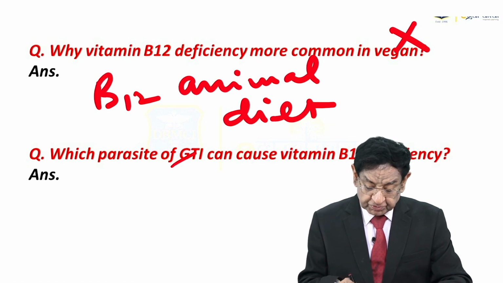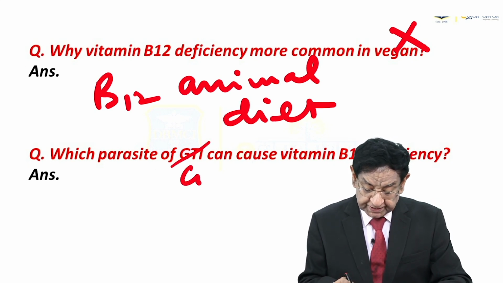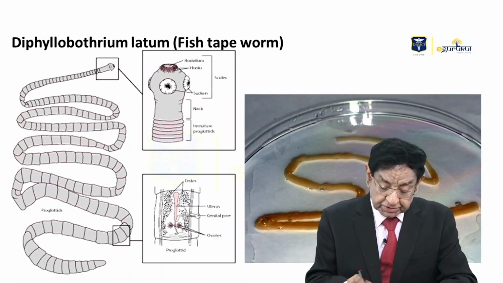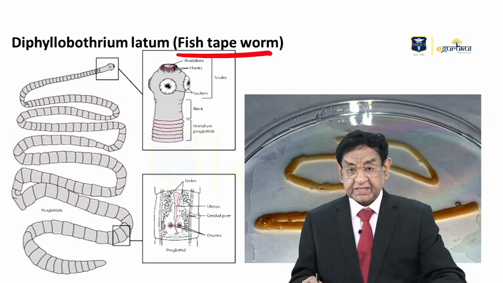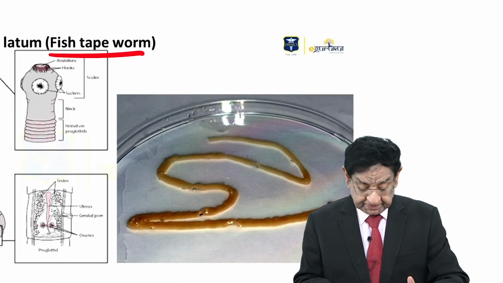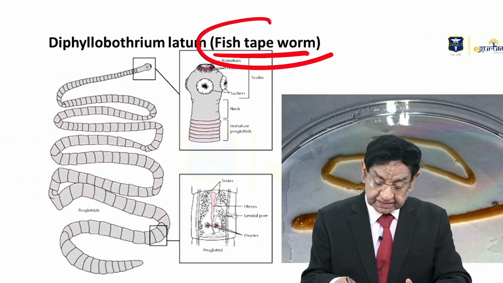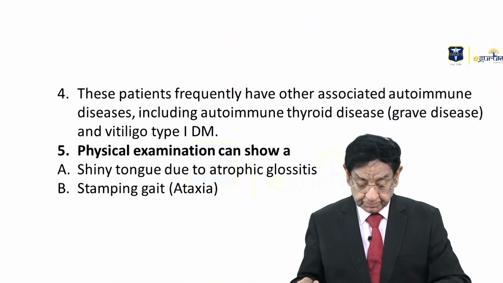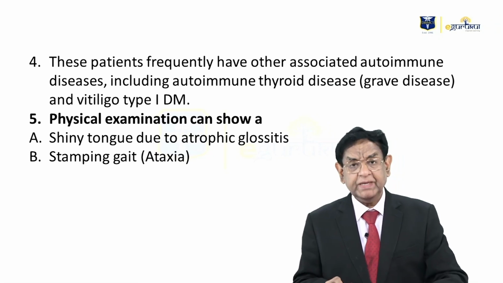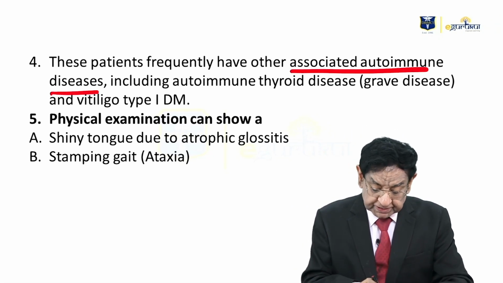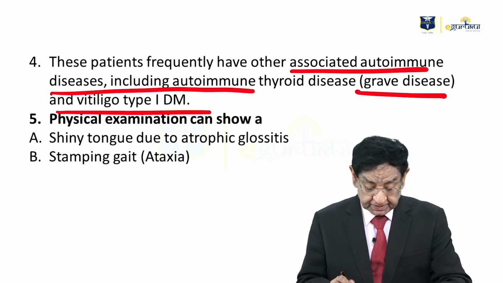Which parasite can lead to this problem in the GIT? The answer is Diphyllobothrium latum, fish tapeworm. It consumes B12. You can see the specimen and the picture. It's a very commonly asked question throughout the world, whichever exam you write. Well, normally pernicious anemia is an autoimmune disorder, though they may have some associated other autoimmune disease, including Graves disease, vitiligo, and type 1 diabetes.